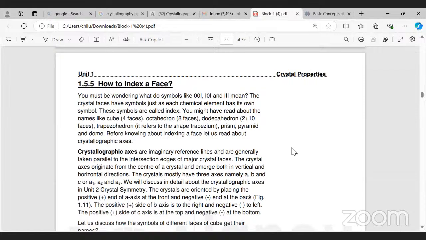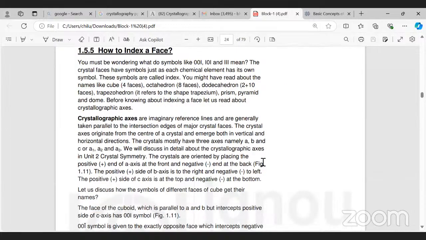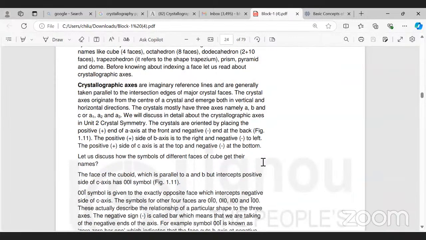Some crystallographic axes are in a positive nature, and sometimes we see it is in a negative nature also. So depending on the formation of minerals, you see here the cube side faces, and face symbols are also given here in the question as a negative mode.